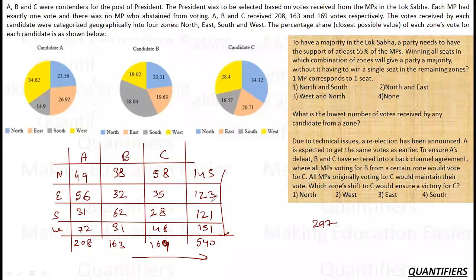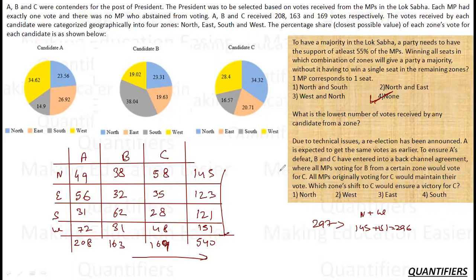So if I see the two largest are north plus west. If I add them up, 145 plus 151, that is 296. So even by combining the two largest ones, I am not able to win. So if I am not able to win even from the largest ones, I won't be able to win from any other combination. So answer is none.